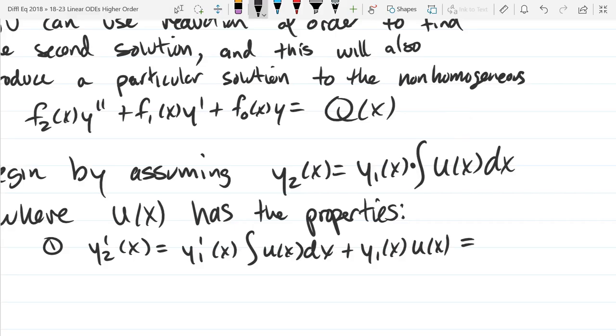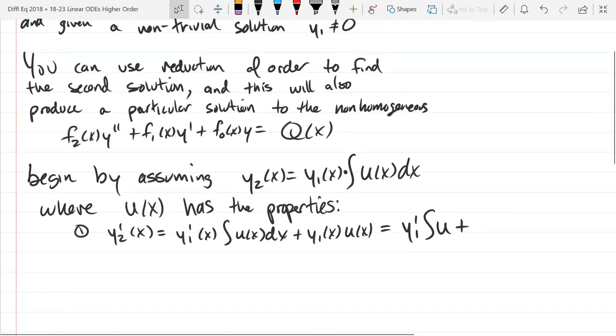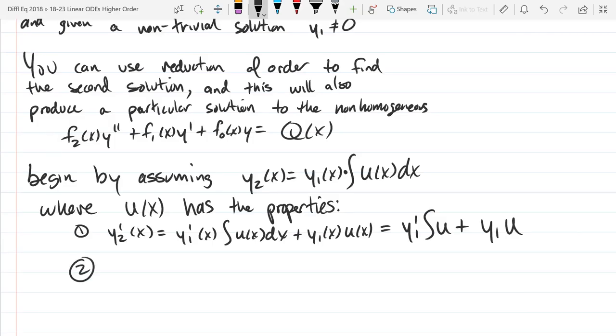We can write it without all the of x of x of x everywhere. So written without all that, that's y1 prime integral u plus y1 u. I just didn't write any of the of x or the dx. So that's the first property. Second property, we'll take a second derivative.